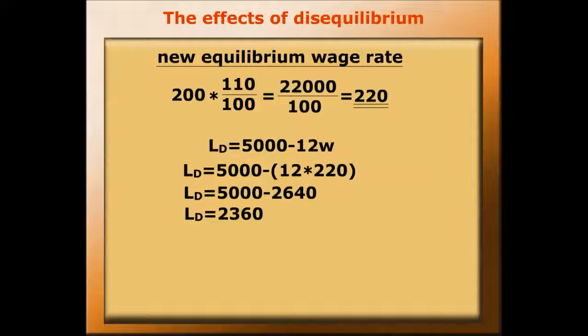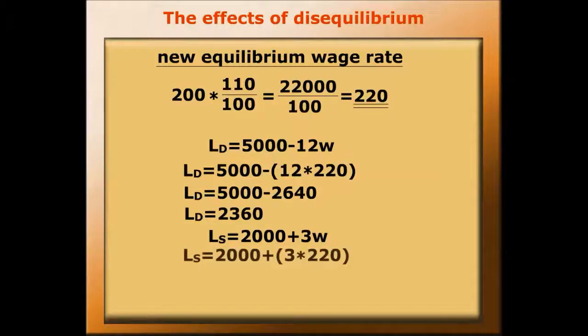But there's also going to be an effect upon the supply side. How much does the rise in the wage rate increase the amount of labour that people are willing to supply to the market? Well, LS equals 2,000 plus 3W. LS is now, given the wage rise, 2,000 plus 3 times 220. So LS equals 2,660, up from its original 2,600. Extra workers are drawn into a willingness to supply labour because of the higher wage rate.